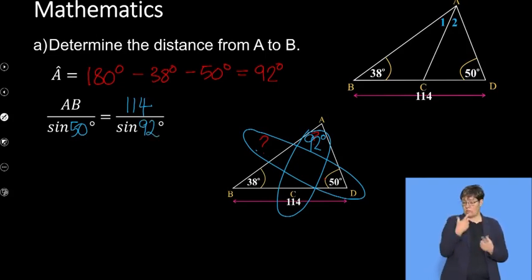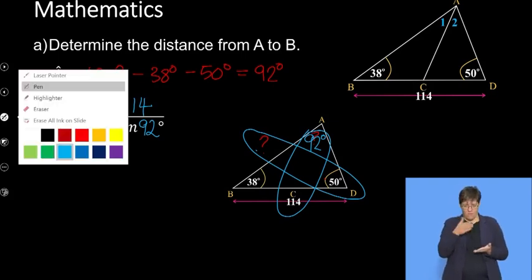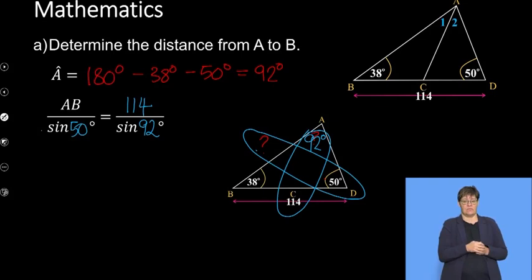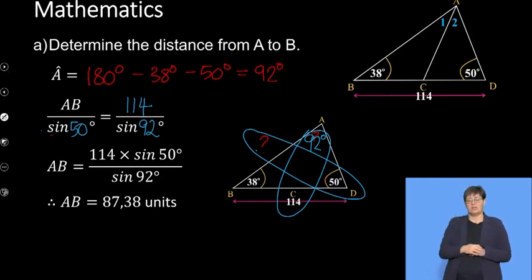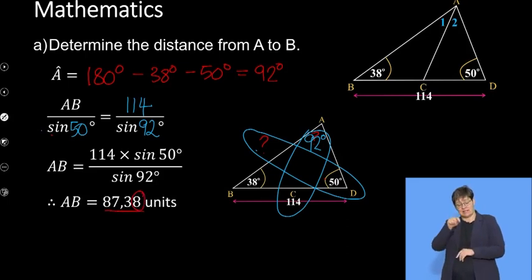Okay, now we know what to do. The algebra is pretty simple. We've got to get rid of the sine of 50, multiply both sides by it, and we ended up with that. We put that into our calculator, and I think you guys are quite comfortable with the calculator at this point. This is a simple calculation. And remember, when you get your answer on your calculator, you need to make sure that you're rounding off correctly. In this case, the rounded off answer will be 87,38 units.